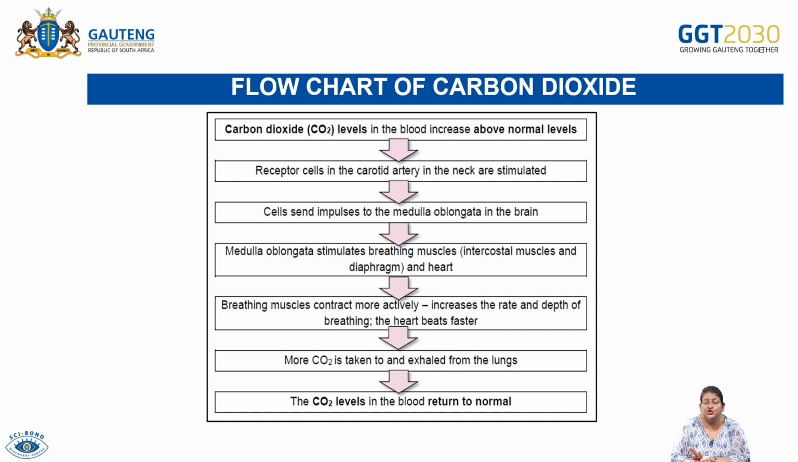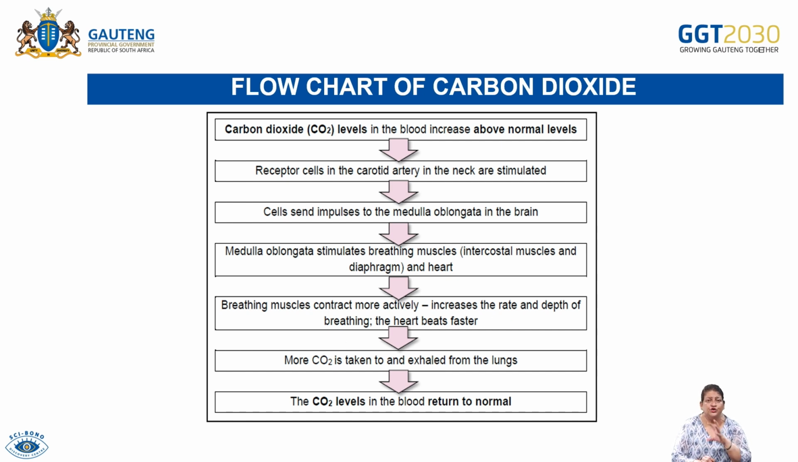The three parts to which the medulla oblongata sends a nerve impulse are the breathing muscles, which are your diaphragm and your intercostal muscles, and your heart. Okay? And what happens? The breathing muscles contract more actively. That means the rate and the depth of breathing will increase. You breathe at a faster rate. This increases the rate and depth of the breathing.